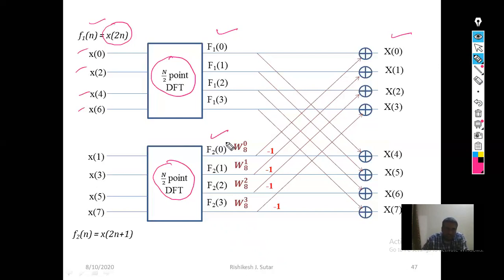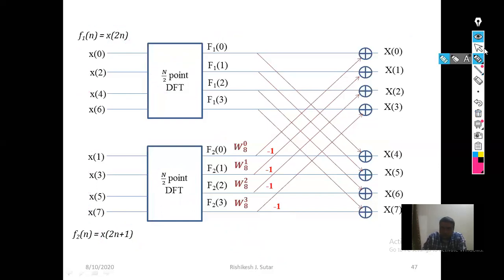Like this, F2 of k is the DFT of f2 of n, and f2 of n is x of 2n plus 1. So you can see here it is x of 1, x of 3, x of 5, x of 7. Okay, so let us go further. Now this was the first step. So we have written X of k in terms of F1 of k.